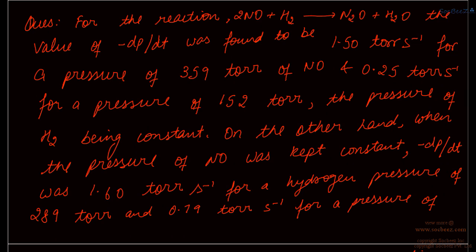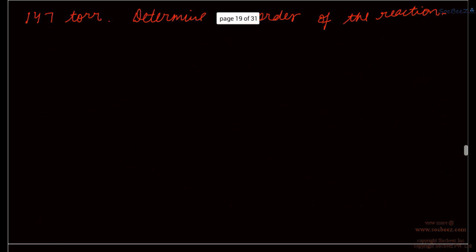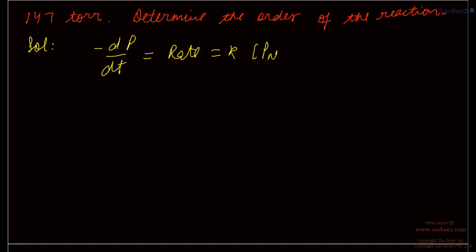Now, the pressure of H2 being constant. And on the other hand, when the pressure of NO was kept constant, minus dP by dt was 1.60 torr per second for a hydrogen pressure of 289 torr and 0.79 torr per second for a pressure of 147 torr. Determine the order of the reaction. Okay, let's find out what we do get. Now, for a given reaction, suppose the rate law is represented as minus dP upon dt equals rate equals K P_NO^a P_H2^b. Let the order of reaction with respect to NO be a and with respect to H2 be b. Therefore, the overall order of the reaction is a plus b.